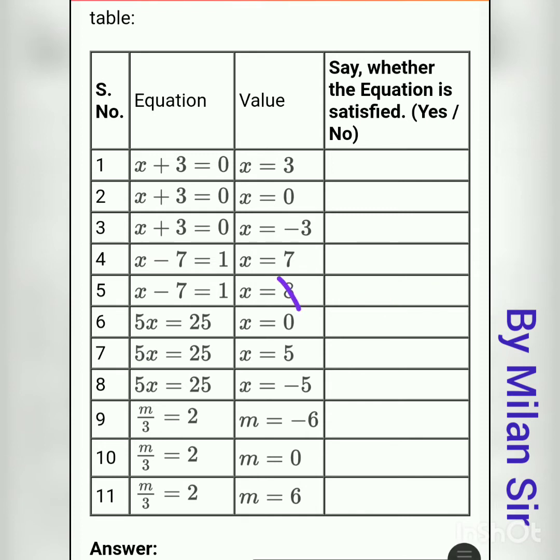Now put the 0 here. So 5 multiply x. In place of x we need to put 0. So 5 multiply 0 is 0. But here it is written 25. That's why the answer is no. Here also 5x, 5 multiply x, and in place of x we need to put 5. So 5 fives are 25, and we have the same answer here. So here we need to write yes.